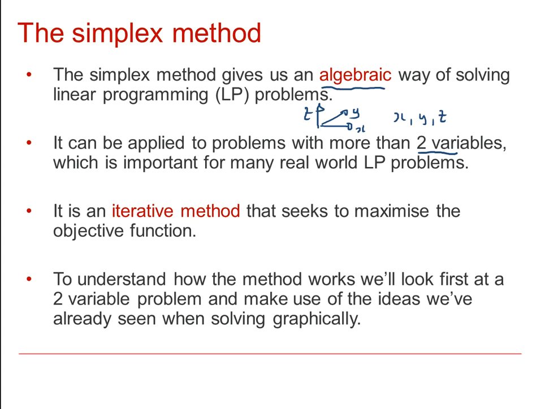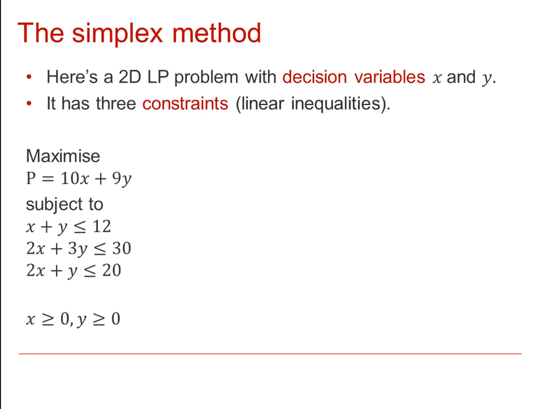Now, to understand how it works, we're going to first of all look at it in action for a problem where we've got two variables, x and y. Here's a fairly standard type of question then with two variables. You can see we've got the objective function p that we're trying to maximize, and then a set of three constraints, and of course then the non-negativity constraints, which are always going to be present in this type of problem.